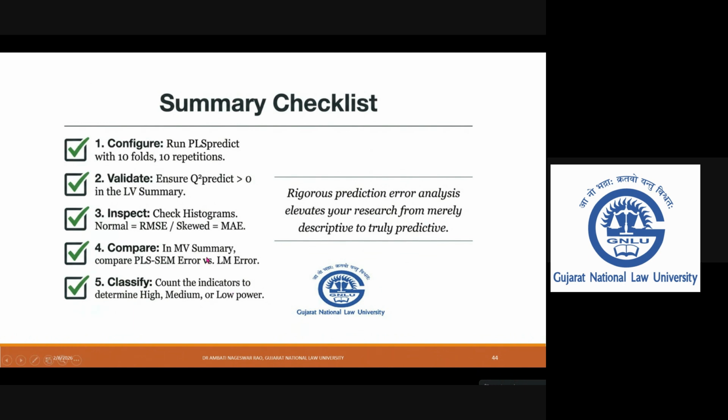If all the indicators are less than the LM, then we have low prediction errors. If half of the indicators fall on both sides, then we have medium level prediction errors. But if more indicators have higher values compared with the LM, in that case our model has more prediction errors. Okay.